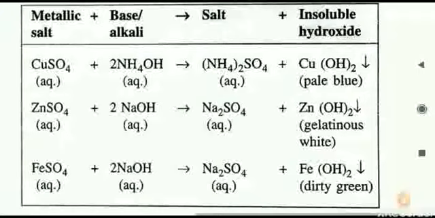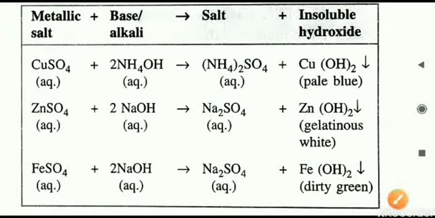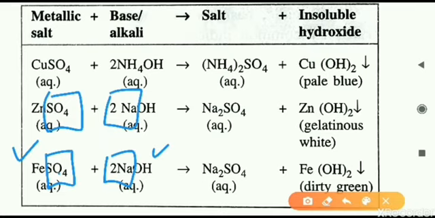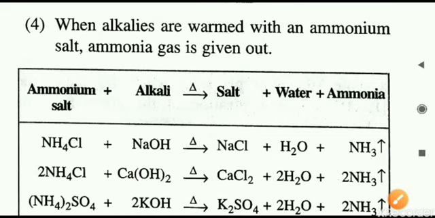Next one, zinc sulfate, also a similar reaction. It shows that this is a metallic salt, and here what will we get? Sodium sulfate will form, that is the salt that will form. The remaining thing will be zinc hydroxide. The last one is also similar, sodium sulfate is formed, and the remaining thing will be iron hydroxide, Fe(OH)2, that is iron hydroxide.